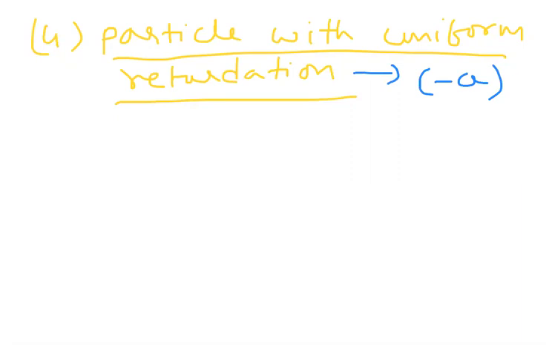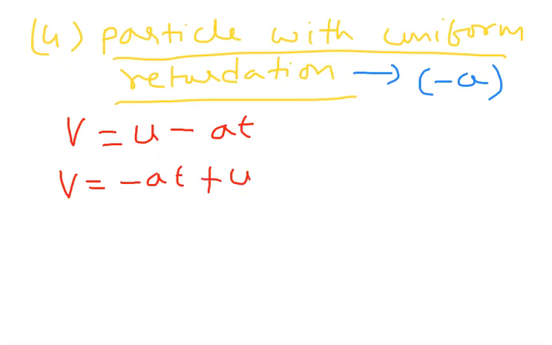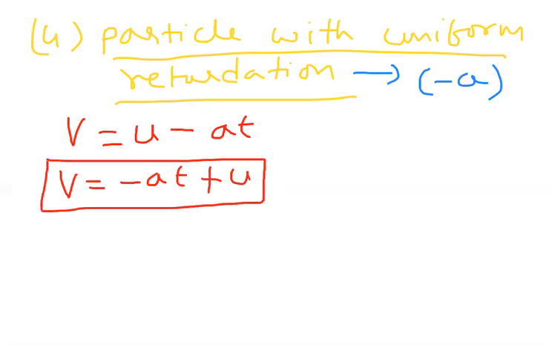Generally, our equation will become what? You will write v equal to u plus at as our equation of motion, but it is retardation. Retardation means we have to take the sign v equal to u minus at. So from here I can write v is equal to minus at plus u.